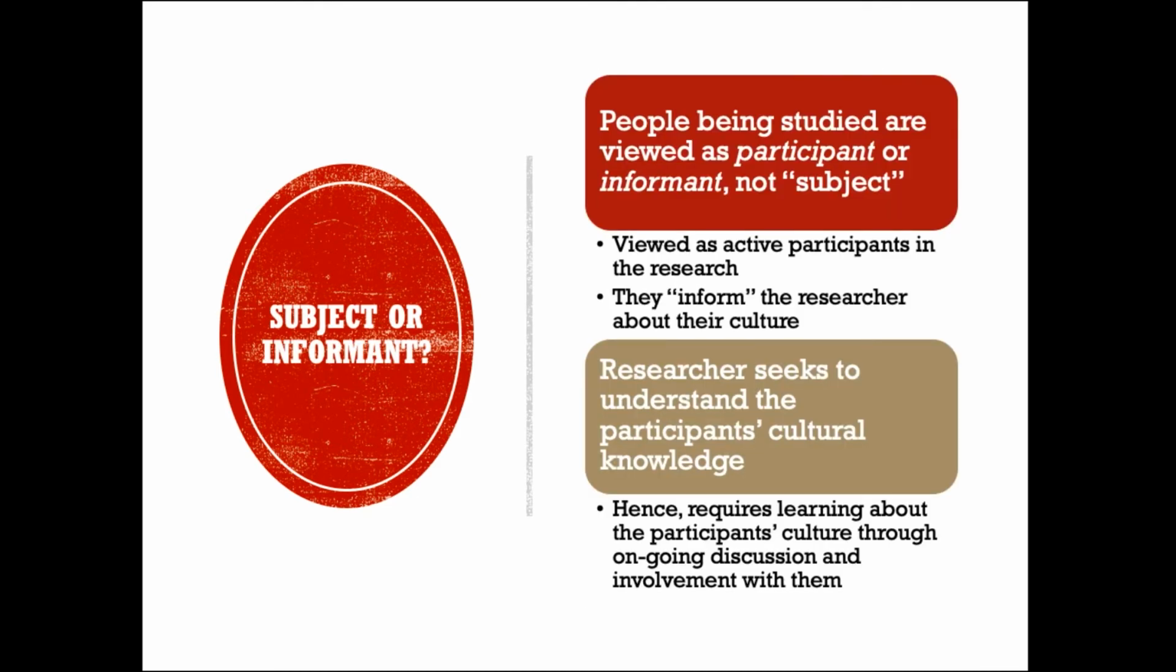Subject or informant. People being studied are viewed as participants or informants, but not subjects. They are not the subject to be studied. If you want to study poverty, people are participants who explain to you how they experience poverty, but you cannot put them as poverty or as poor. They are viewed as active participants in the research; they inform the researcher about the culture, the beliefs, the understanding. So as a researcher, you must seek to understand the participant's culture and knowledge, which requires learning about it through ongoing discussion and involvement with them.